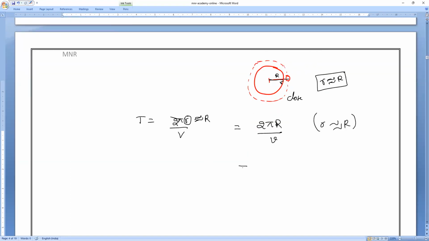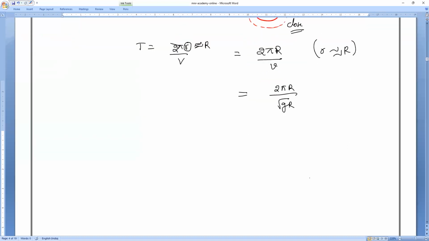Now, if it is very close to the earth, what is the orbital velocity? Root over gR. So the time period is 2 pi R divided by root over gR. What about the normal case? If it is the normal case, what is the formula? Root over GM by r. Am I right, guys? Yes or no? Yes, sir.